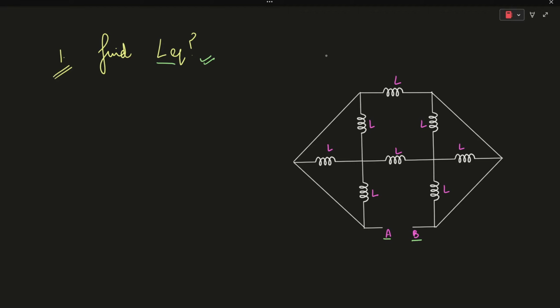So in this figure, as you can see, these three inductors are connected between the same node. Let's say this is your node C. It means that these three inductors are connected between the node C and your node A. So these three inductors are connected in parallel. Similarly, these three inductors are also connected in parallel.